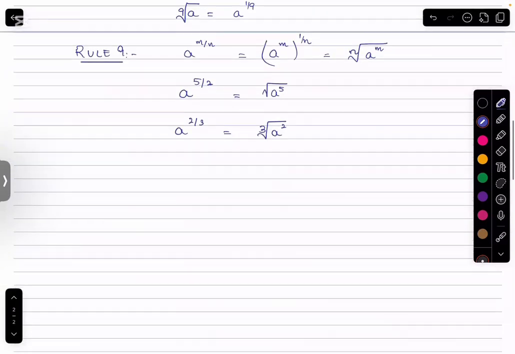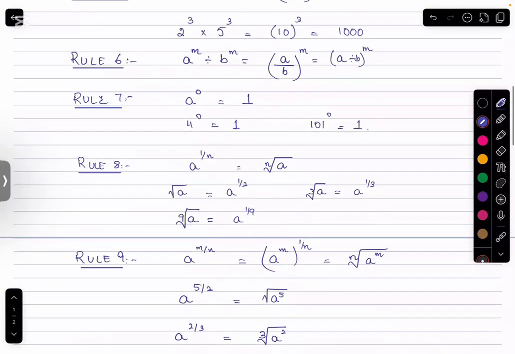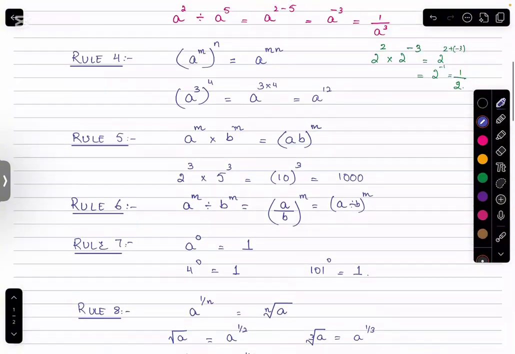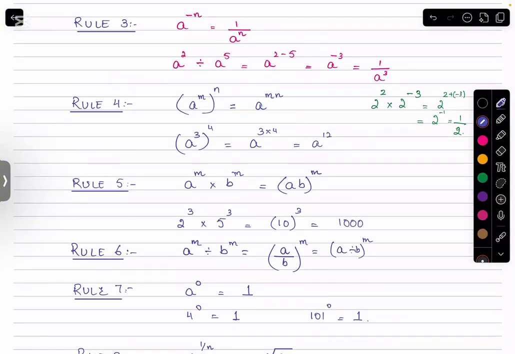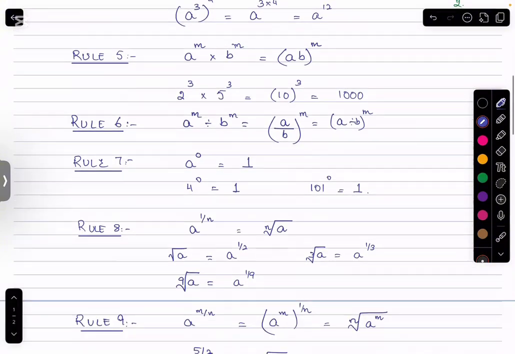ठीक है, so these are the 9 rules. ये 9 rules अगर आपको याद होंगे तो indices आराम से हो जाएगा. अगर ये rules नहीं याद हैं तो फिर indices में problem होगी. So the first thing here is to memorize all the rules. ठीक है, अब ये rules आपके maths में भी important हैं और यही rules फिर add math में भी important हैं. ठीक है, so should we start?